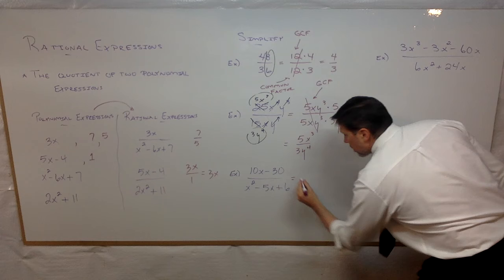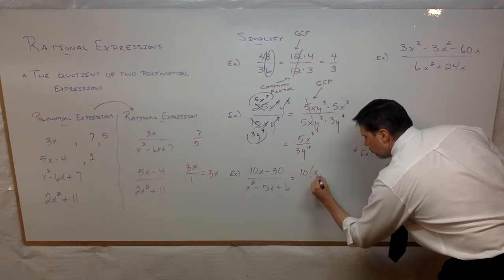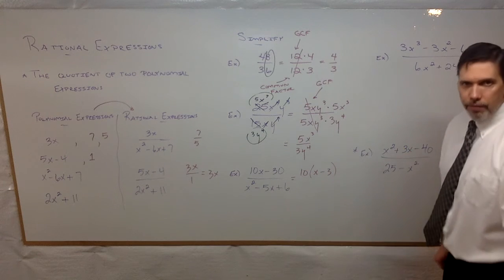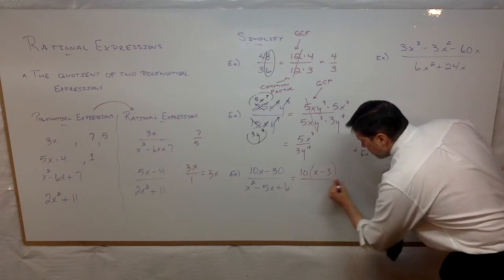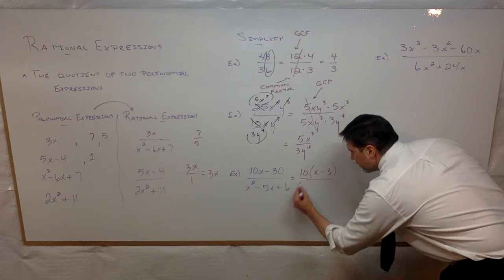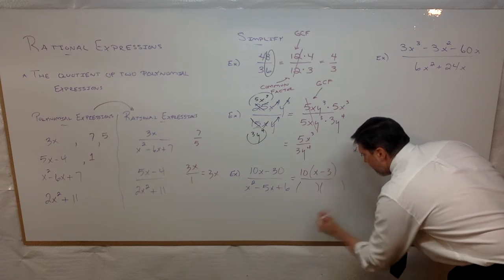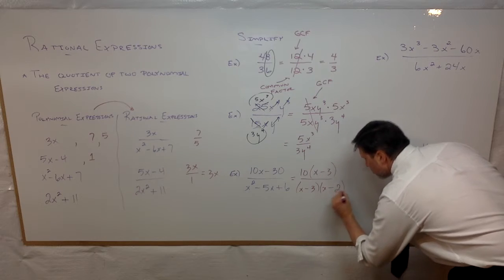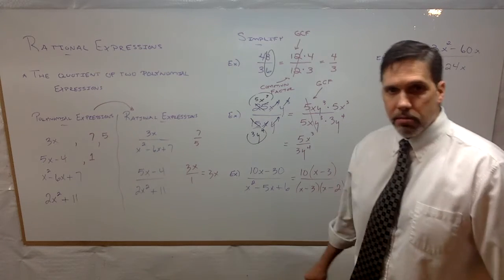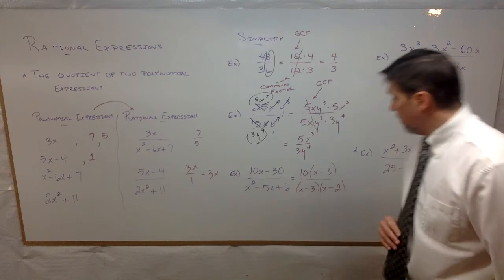The numerator, the greatest common factor is 10. We always start there. We're left with x minus 3 when we factor. Now I can see what the factors of the numerator are. The denominator, we'll factor that, unfoil it, which would be x minus 3, x minus 2. Multiplies to be positive 6, adds to be negative 5.